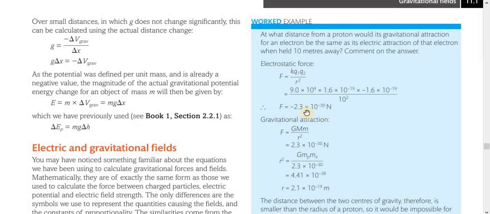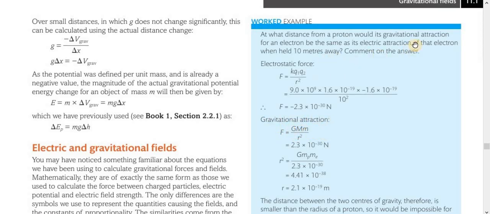The negative sign indicates that this is a force of attraction, because positive charge and negative charge attract. Even without the negative sign we can do this, and all we need is the magnitude of the force. That's why we don't write a negative sign here, because we want the magnitude of the force. So this is the electrostatic force of attraction between the proton and the electron. Now we will find the gravitational.